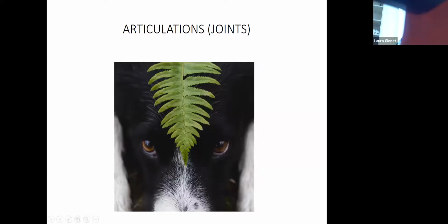Okay, so we're going to get started on articulations. Does anybody have any questions? My camera's going all funkadoodle.